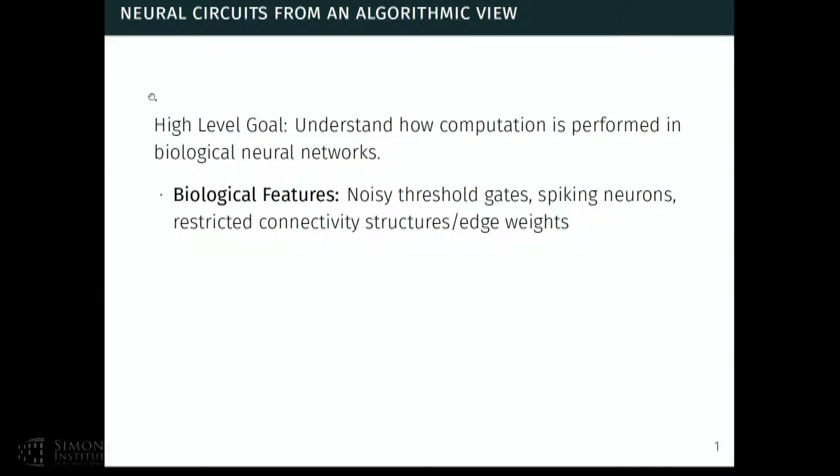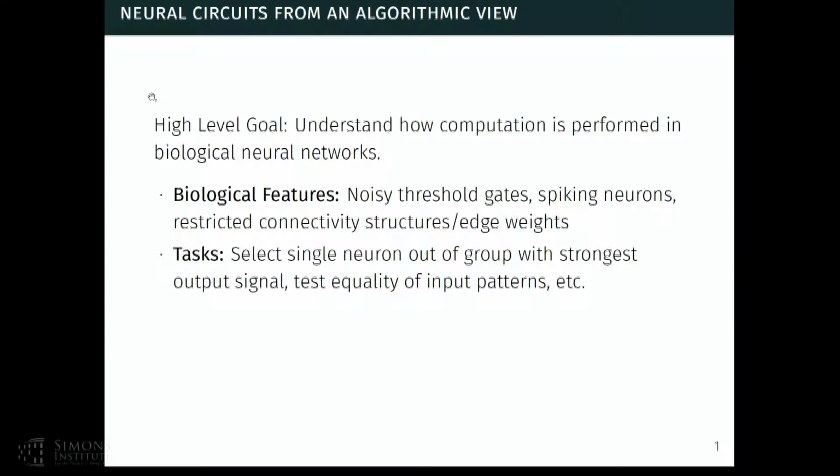And we're looking at networks that have various restricted connectivity structures and edge weights that are at least loosely inspired by biological constraints. Then what we're doing with these neural network models is trying to understand how you can solve relatively simple, very foundational problems in these models. Like the winner-takes-all problem: given a group of neurons, I want to select the single neuron that is firing with the strongest signal. Or I want to test equality of input patterns or closeness of input patterns. So these are very basic computational primitives.